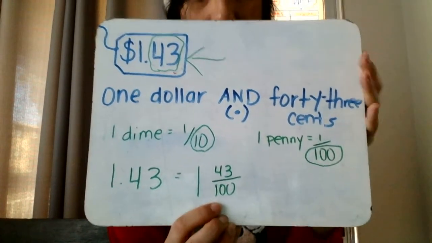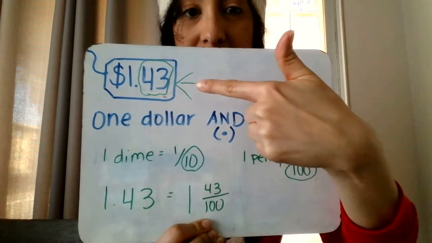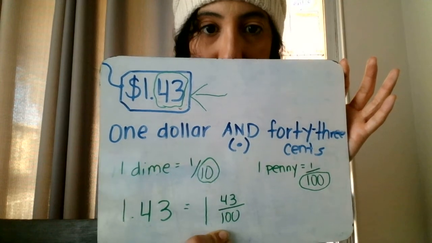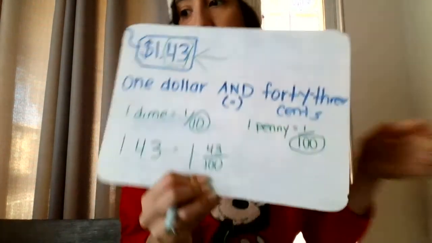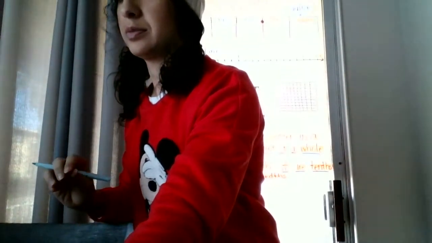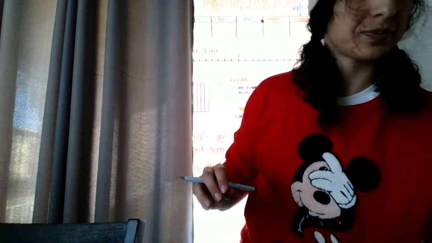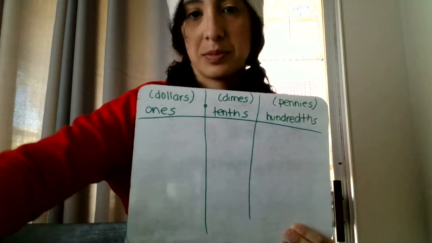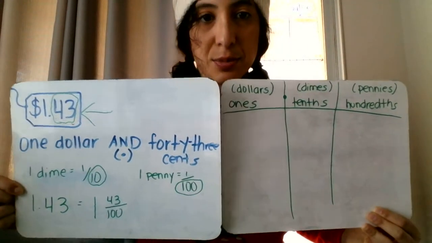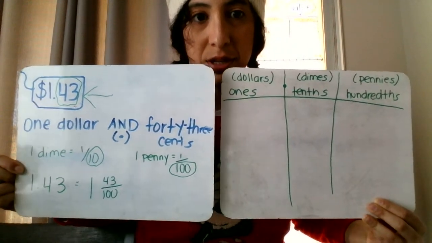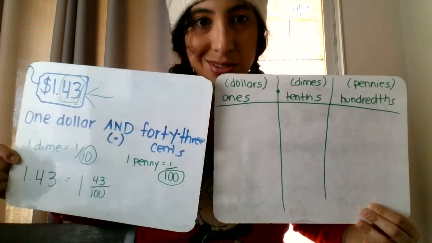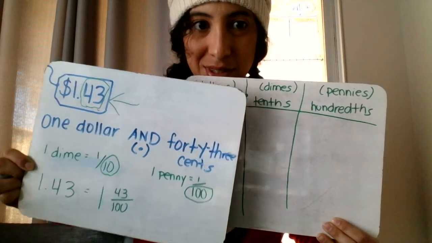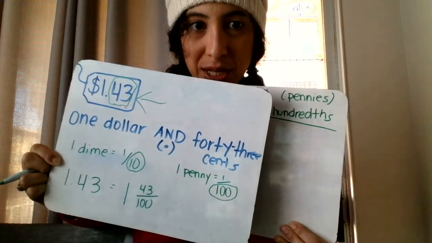Okay. So now I'm going to take this decimal and I'm going to put it into a place value chart. Okay, so we're working with $1.43. Here's my place value chart. And here is the decimal that I'm working with, $1.43. So I have ones. Ones is dollars. Tenths is dimes. And hundredths is pennies.